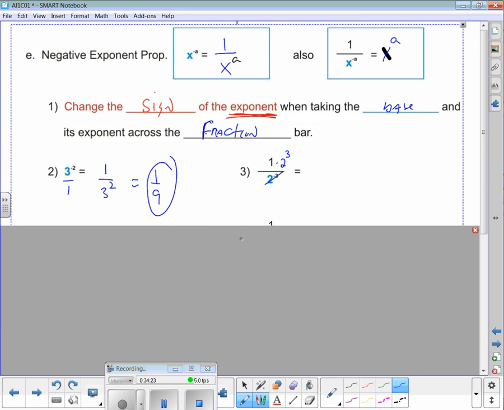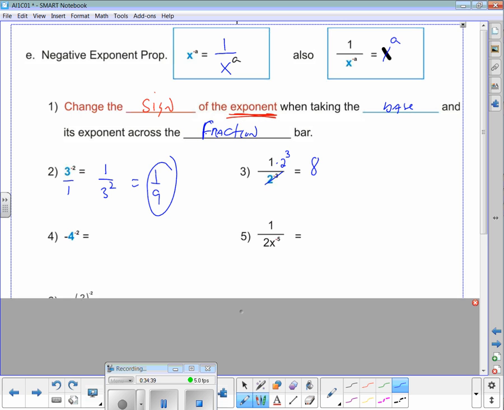What's 1 times 2 cubed? What's 2 cubed? 8. 2 times 2 times 2 is 8. That's an 8. 1 over 2 to the negative 3 power is 8. 8. 8.